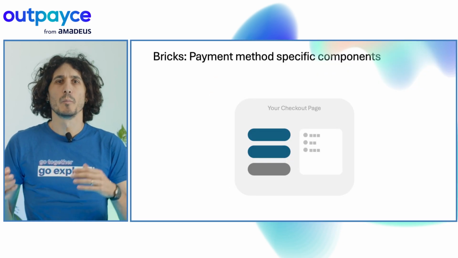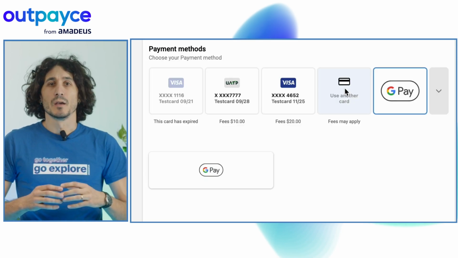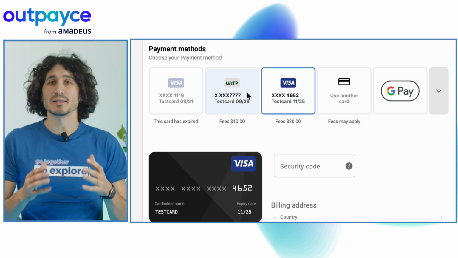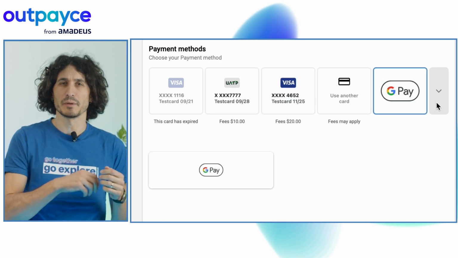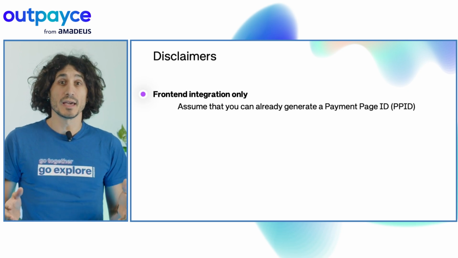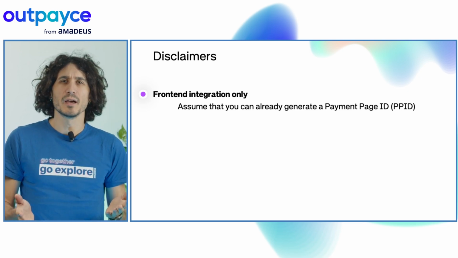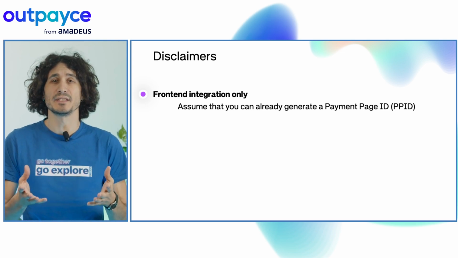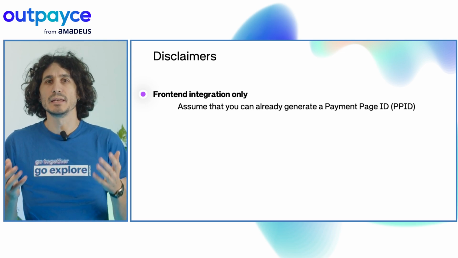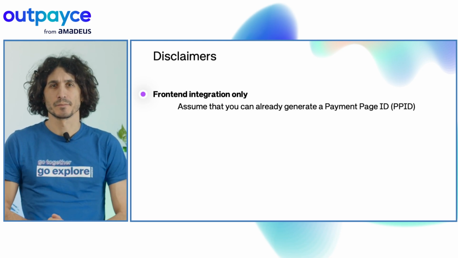On the other hand, Brick Mode gives you full control over the placement of payment methods. You are responsible for the layout and selection of all available payment methods. It's pretty handy if you want to display several payment methods at the same time. For example, we will assume you already know how to generate a PPID from your server. For this demo, we will build a fake server that returns a static PPID, which you will need to replace with the actual API call in your production environment.